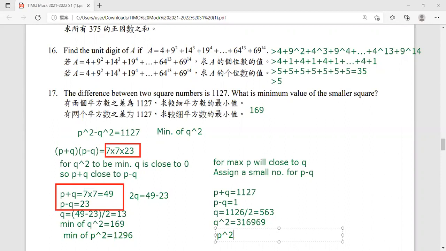Then p squared will be equal to 564 squared, which is this one. Because P and Q must be positive numbers, they will arrive at maximum together or minimum together. But for cubes, you'll have to be very careful because PQ may be a negative number.